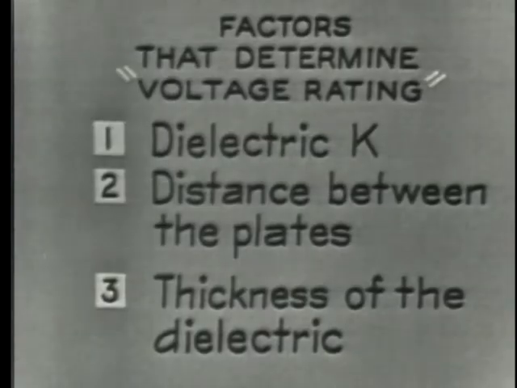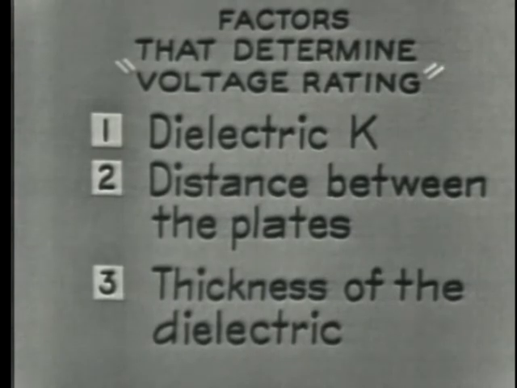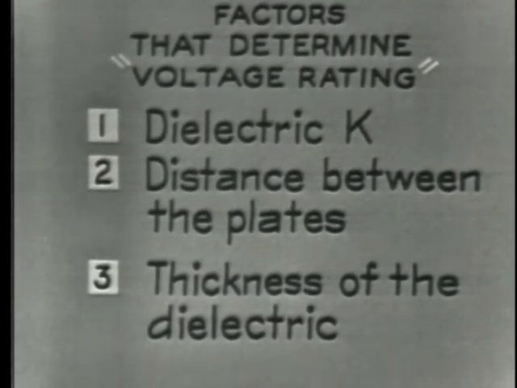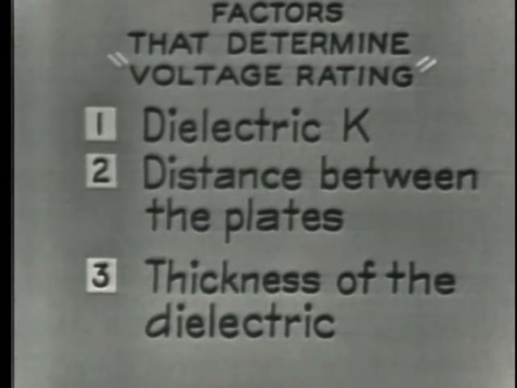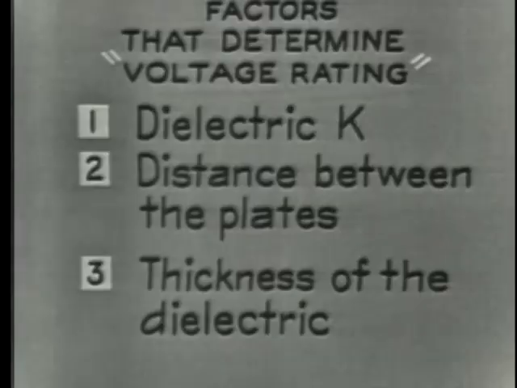permanently shorting the capacitor. Now, the three factors which determine the voltage rating of a capacitor are the dielectric K, the distance between plates, and finally, the thickness of the dielectric. When an electrical charge is built up between two bodies, like the plates of a capacitor, there's a tendency for a current to arc between the two bodies.